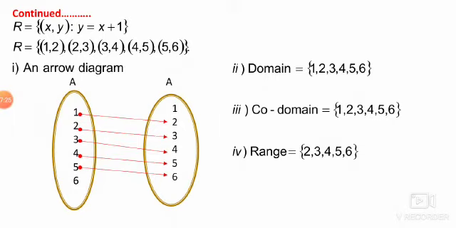Now this relation we are going to represent by an arrow diagram. In these ordered pairs, the first element belongs to the first set and the second element belongs to the second set. The second element is the image of the first. Therefore, in an arrow diagram, we can represent the domain containing 1, 2, 3, 4, 5, 6. The second set is also the set A containing 1, 2, 3, 4, 5, 6. In this relation, we have the first ordered pair with 1. The image of 1 is 2. The image of 2 is 3.